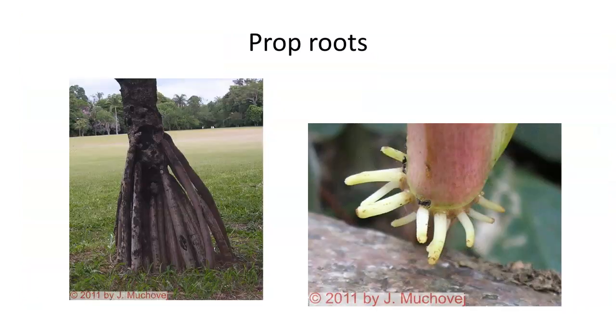We've got prop roots, and prop roots come down out of the upper part of the plant. They go down into the soil, and as they do that, they help sustain the plant upwards, and they also provide for increased absorption of material. So we've got a type of tree on the left-hand side. We've got a more herbaceous material on the right.